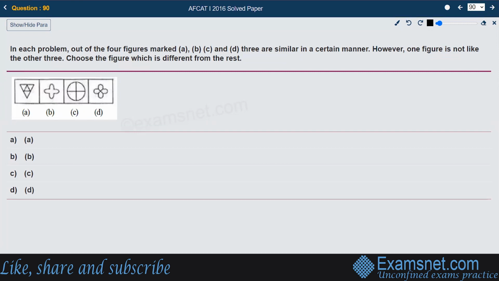Now, in this one, if you have a closer look, this is a figure where the inner periphery is connected through lines. In option C also, the inner periphery has been divided into different sectors using the connections of the lines. In D also, the inner periphery is connected using lines. So this is also right. But in B, there is no internal connection. The peripheries are not connected by any line. So option B is the odd one out, and option B is the right answer.